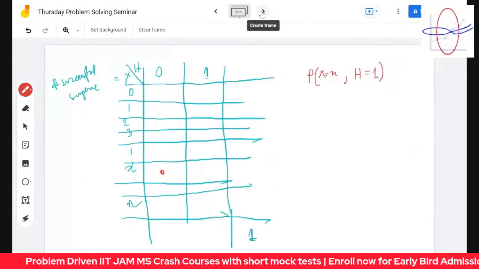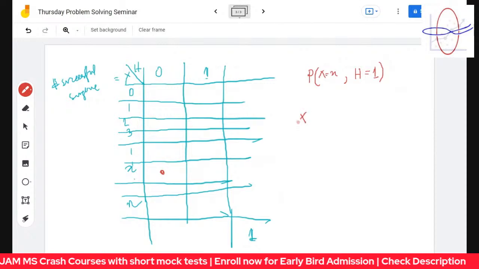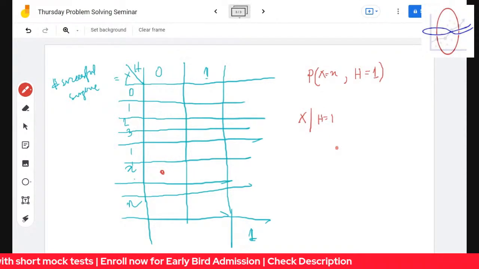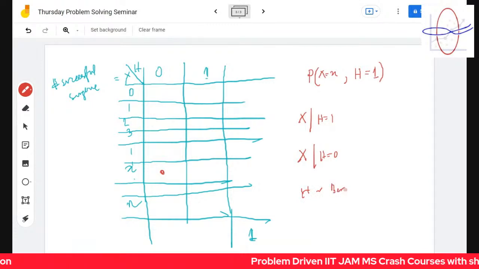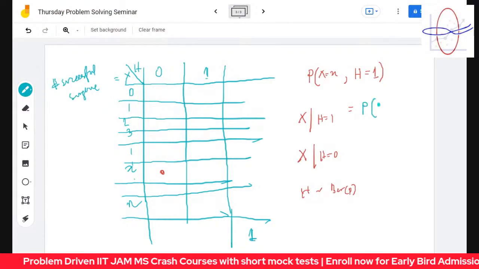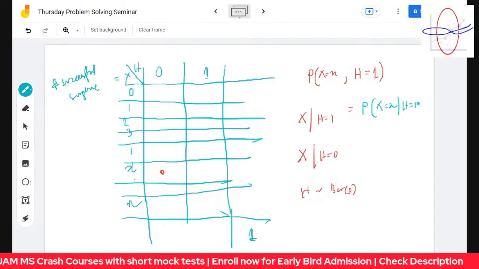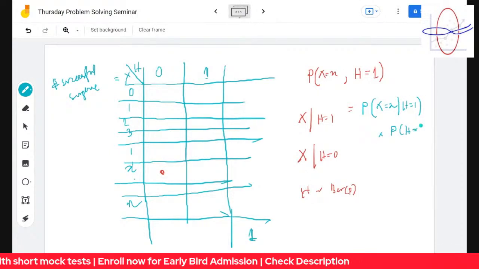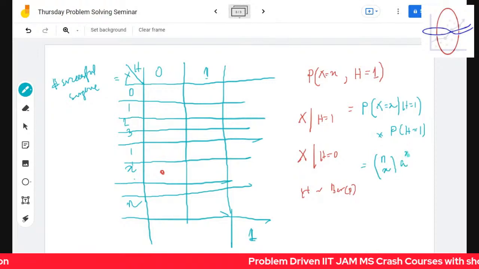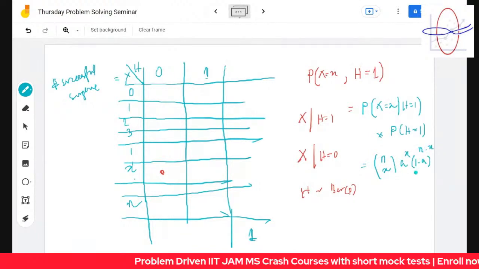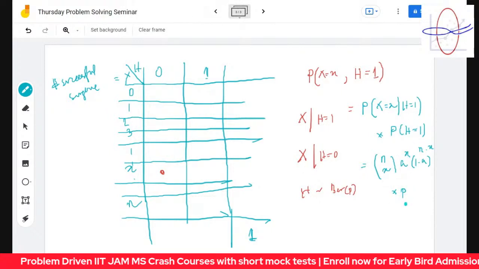So we need to find out this probability. We know the distribution of X given H is equal to 1, and we know the distribution of H. H follows Bernoulli P. So we'll use conditional probability over here: the probability that X is equal to x given H is equal to 1, times the probability that H is equal to 1. That's a conditional probability, right? And we use the fact that X follows binomial. So this is n choose x, a to the power x, times 1 minus a to the power n minus x, times the probability that H is equal to 1, that is p, right?